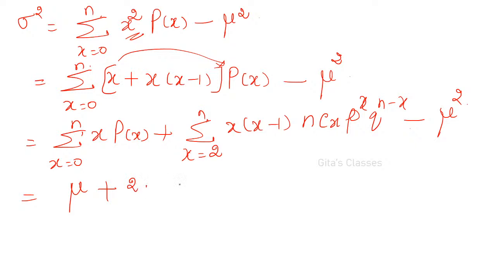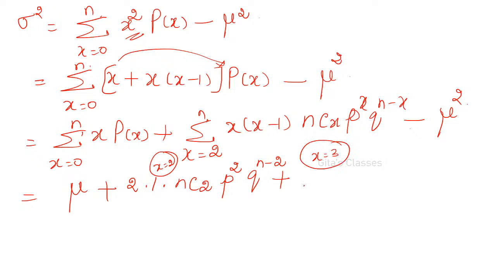Substitute 2. So 2 into 2 minus 1. 2 minus 1 is 1, into nCx. So nC2 p power 2 q power n minus 2. Plus, this is the term for x is equal to 2. When you substitute x is equal to 3, what will you get? 3 into 2 into nC3, nC3 into p cube into q power n minus 3, plus etc.